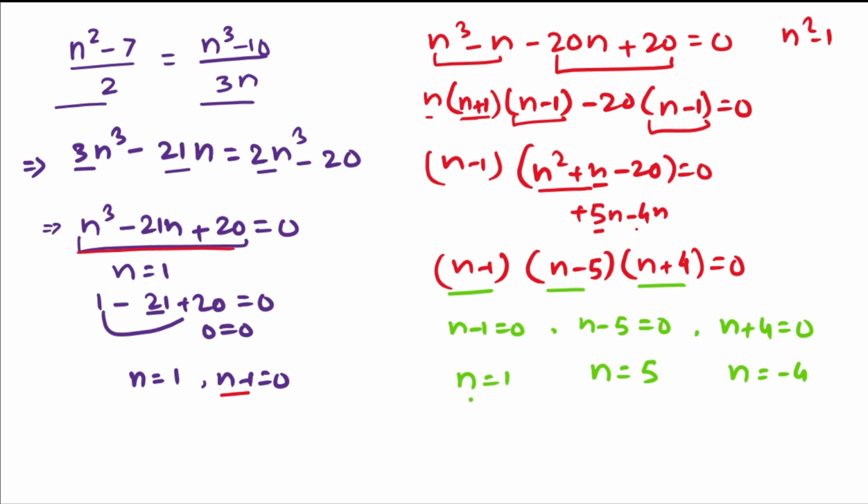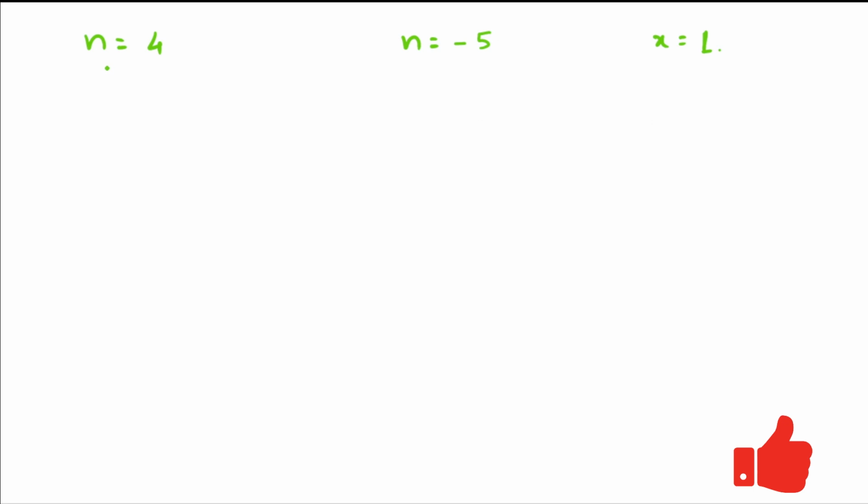Initially we have taken x plus y equal to n, so in place of n we will put x plus y. On the next page we will write it. Here we have calculated the values of n as 4, negative 5 and 1. So in place of n we will write x plus y. So x plus y is equal to 4, x plus y is equal to negative 5, and x plus y is equal to 1.